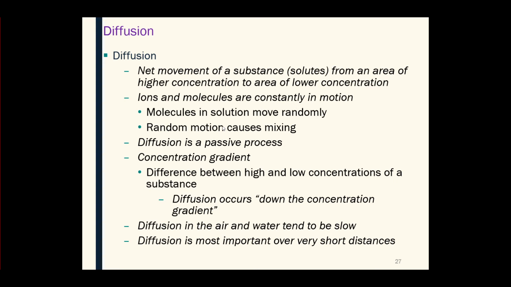Now, there's a term that I want you to know. It's called the concentration gradient. Very simply, this is the difference between the high and the low concentrations of a substance. Let's just say there's a cell membrane, and on one side there's a lot of, let's say, glucose. On the other side of the cell membrane, there isn't a lot of glucose. So the movement we're going to see will be from the area of high concentration to an area of low. That difference between high and low we call the concentration gradient.